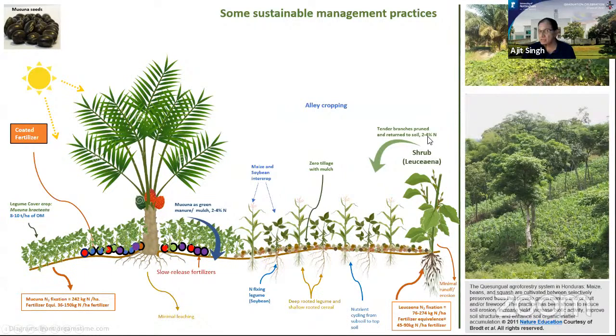The N content is 2 to 4%. So within 1 crop cycle of maize, which is 2 to 3 months, you're able to get nutrients from the Leucaena residue, green residue. So that can be practiced sustainably. We are practicing intercropping. So we have soybean that is deep rooted. We have maize that is shallow rooted. So there is recycling of nutrients from the subsoil to the topsoil.